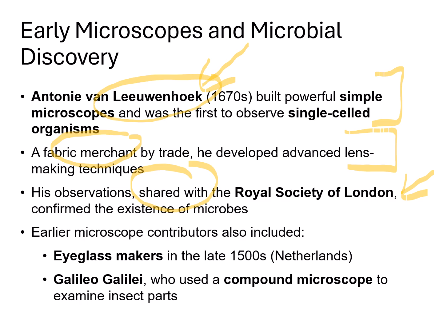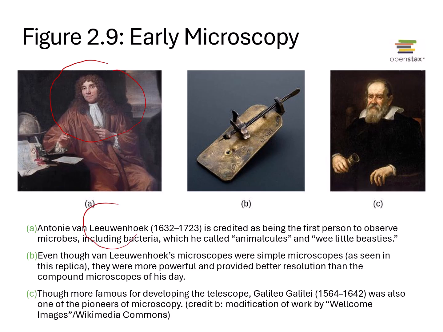There were other early microscope contributors as well, including other eyeglass makers in the Netherlands, as well as Galileo Galilei, who is famous for his telescopes, but also used a compound microscope with two lenses to look at insect parts. Here's Leeuwenhoek on the left, who's credited with creating the first simple microscope, shown here, where he saw those animalcules and wee little beasties. Imagine if we kept this name animalcules, then microbiology would be called animalculology instead of microbiology.